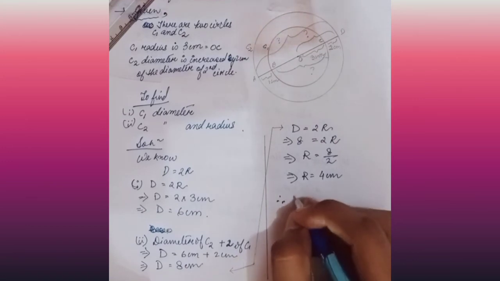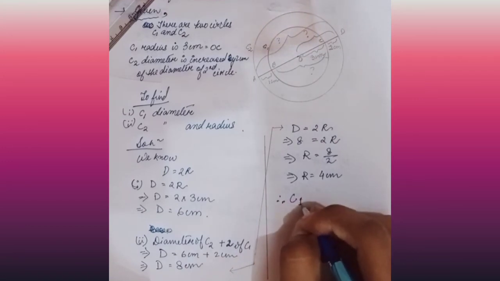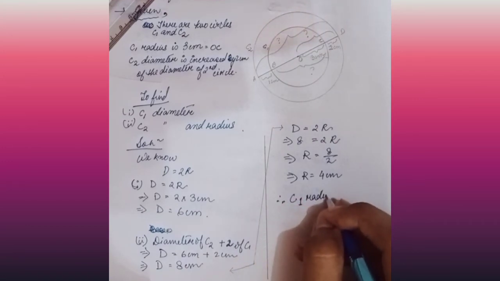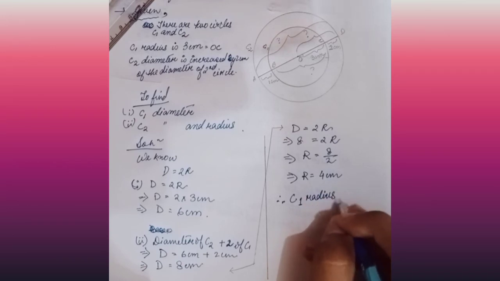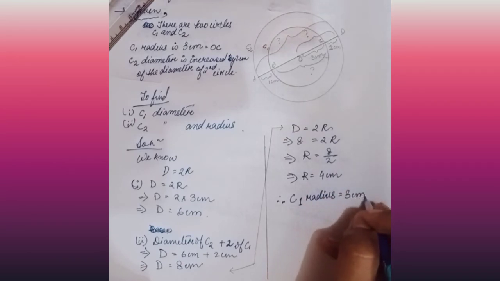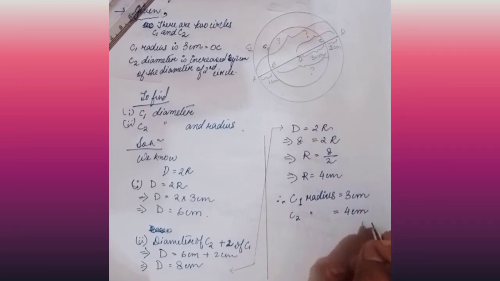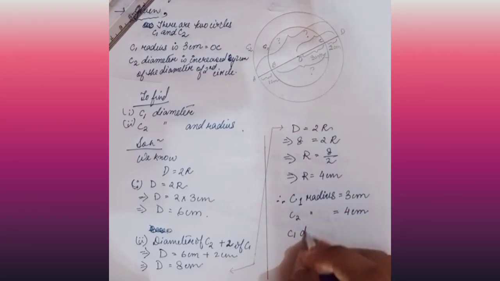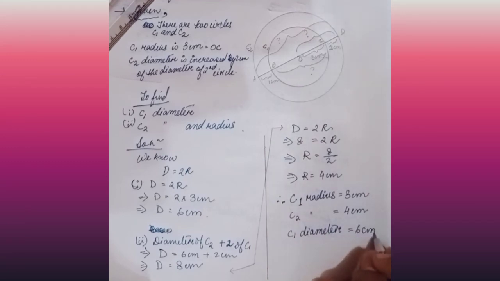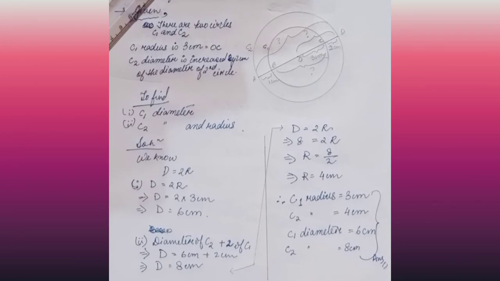Therefore, C1 radius, you can write directly and mention properly. C2 radius we have got as 4 centimeters, C1 diameter we have got as 6 centimeters, and C2 diameter we have got as 8 centimeters. So this is the whole answer. As you can see, I have done it here.